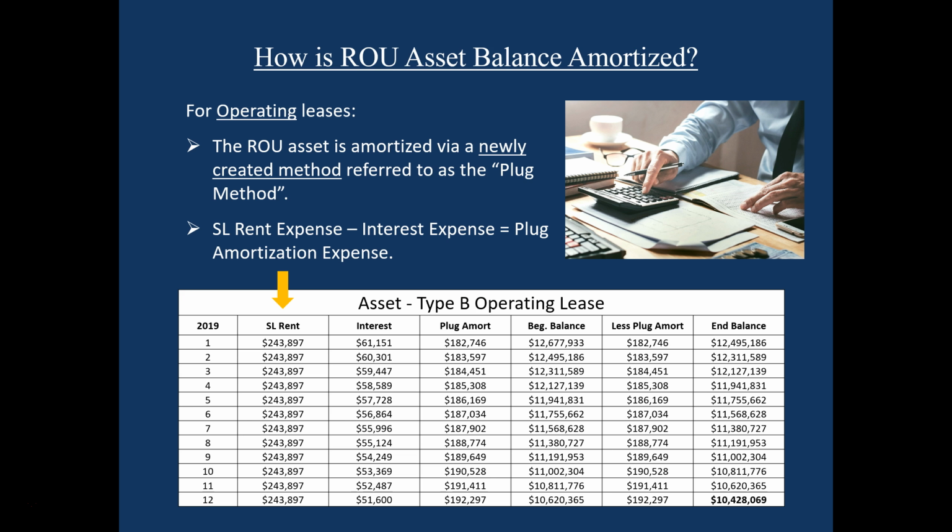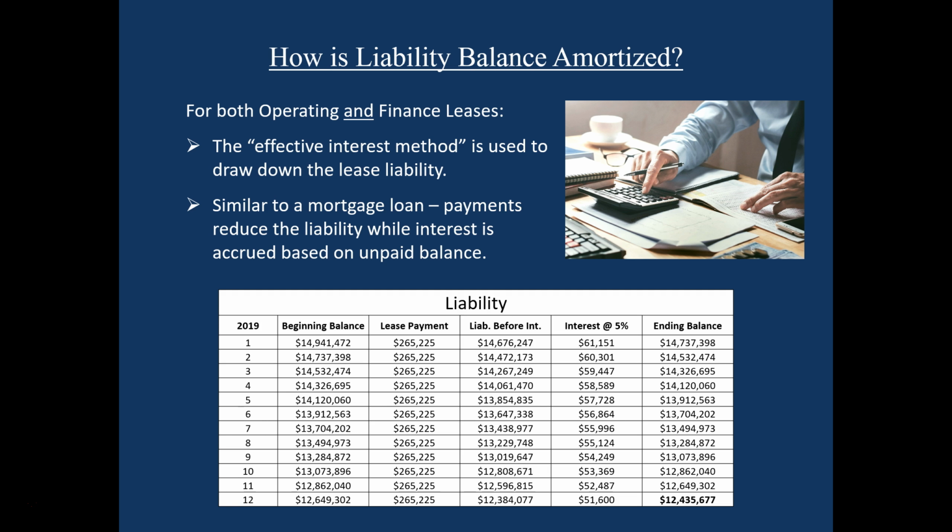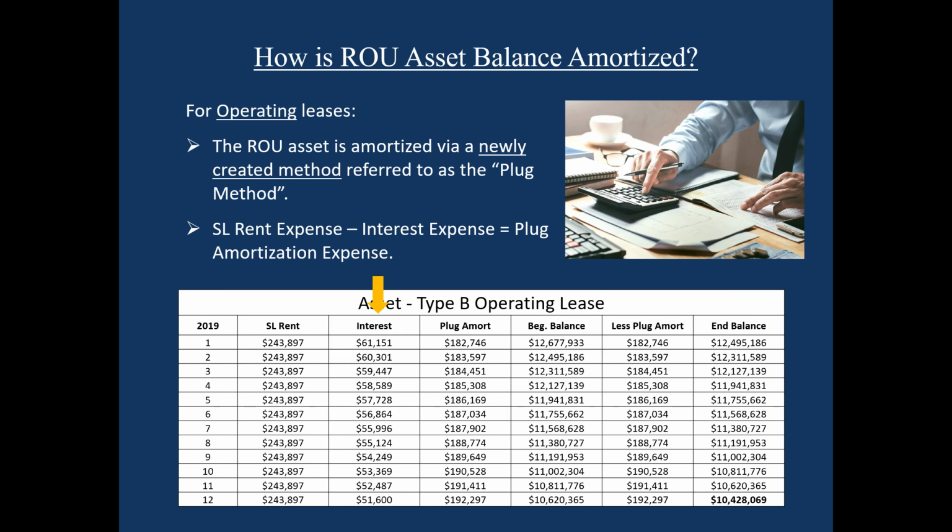Let's jump back for a quick reminder. Here's the slide where we went through that calculation, and here's the interest expense for each period. These numbers we'll use to calculate our amortization plug for the asset. This column is identical to this column.